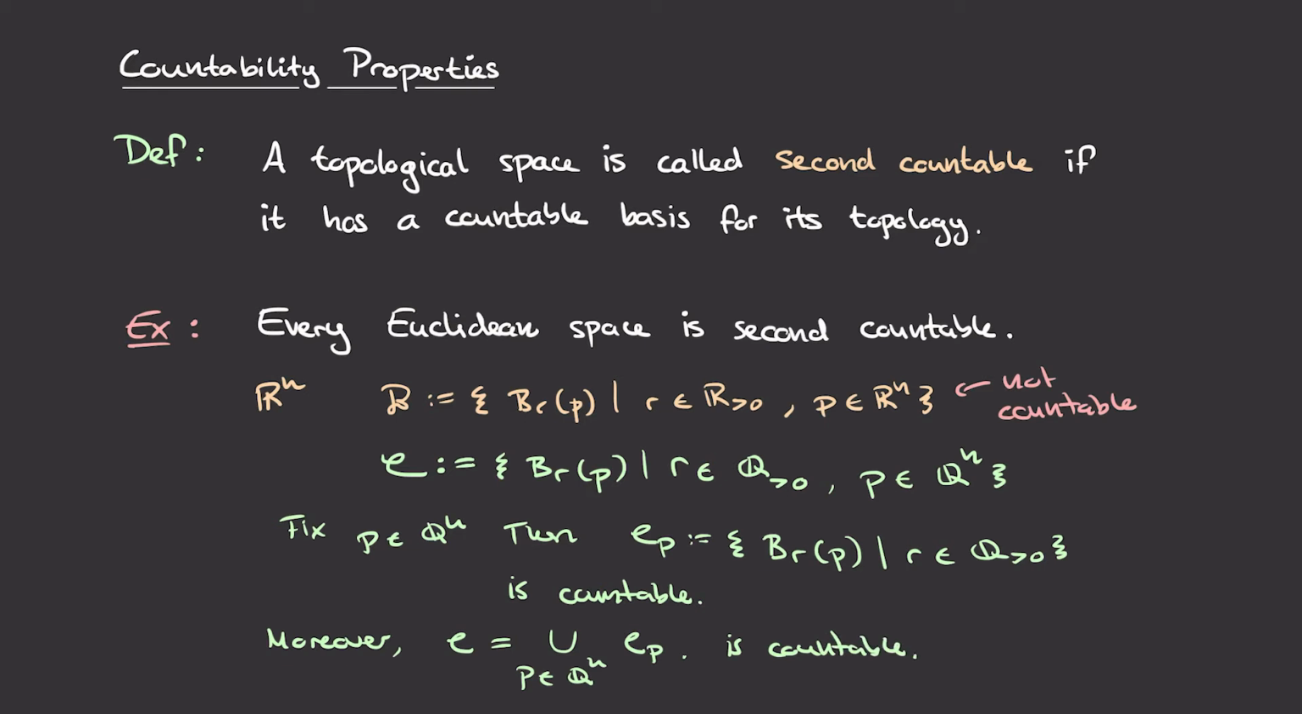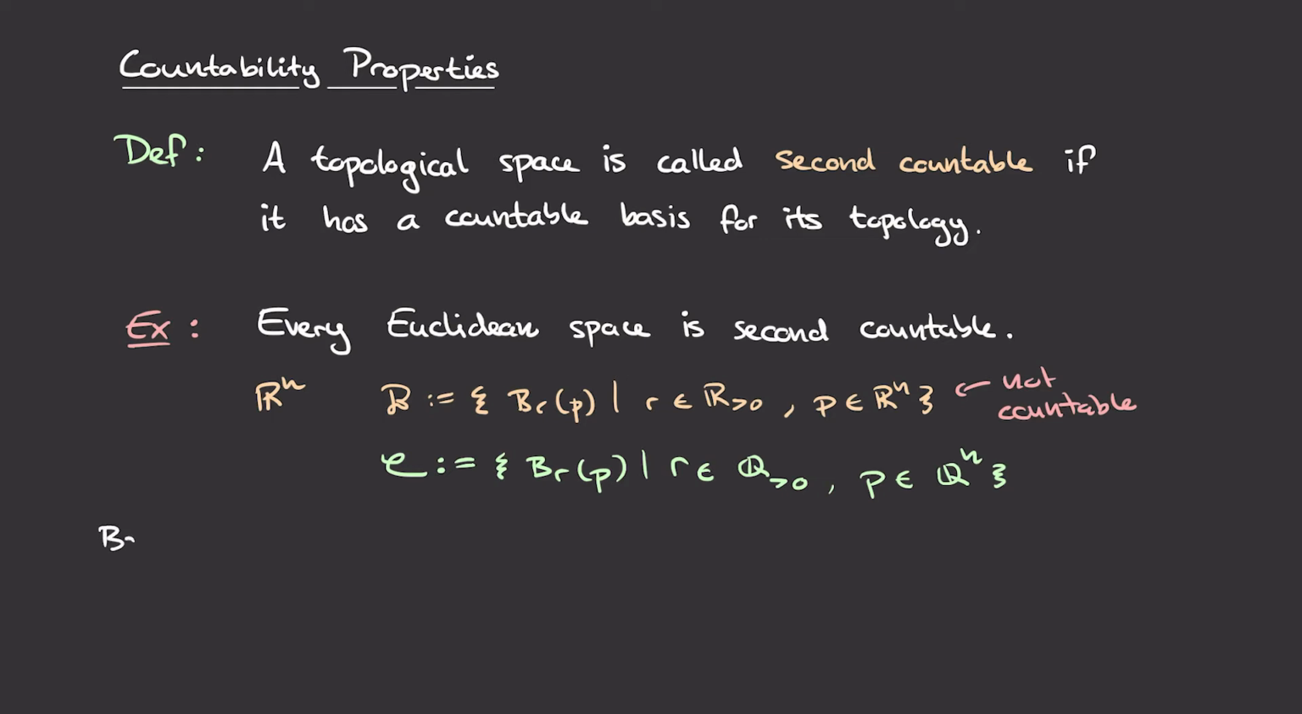So far so good. We've managed to restrict this uncountable collection B to a collection C which is countable. However, we still have to check that this restricted collection is still a basis for the topology on Euclidean space. So remember from last time that in order to be a basis, a collection has to satisfy two properties.